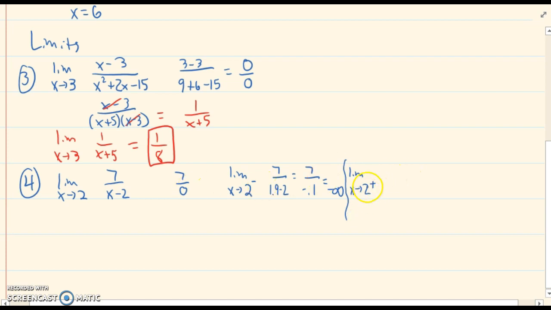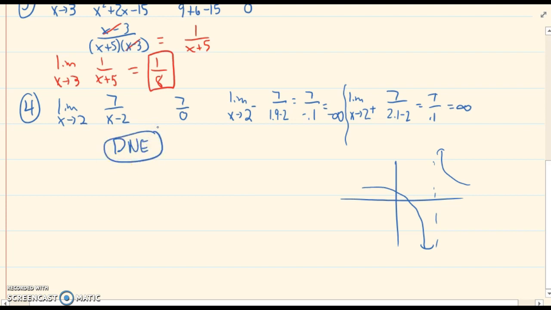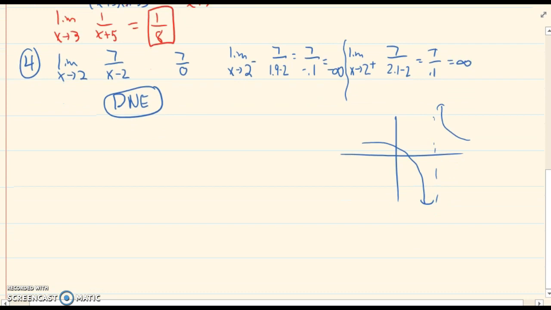From the right-hand side, I'm going to approach a number that's bigger than 2, 2.1, let's say. So I'm going to take 7 over 2.1 minus 2. 7 over 0.1 gets me a huge number, infinity, but the positive value. So from the left, it's approaching negative infinity. So in other words, my graph will look something like this. I'm just going to call that 7. So it's going to approach like that, and then from the right, it's going to approach like that. What that tells me is as I approach a 7, they're not approaching the same thing, so the limit does not exist.